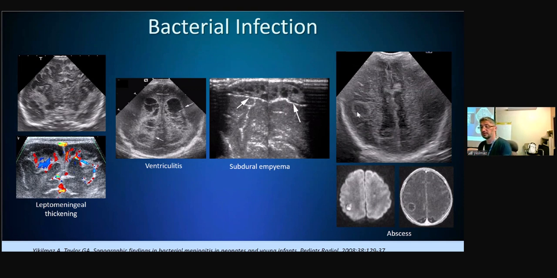And abscesses, we can see them. This was due to a Citrobacter infection. There's an intraparenchymal abscess with restricted diffusion and rim enhancement.